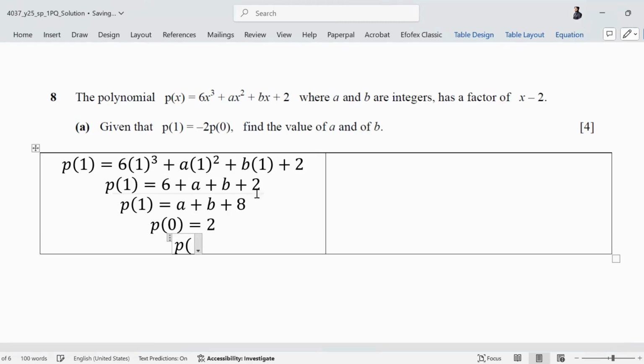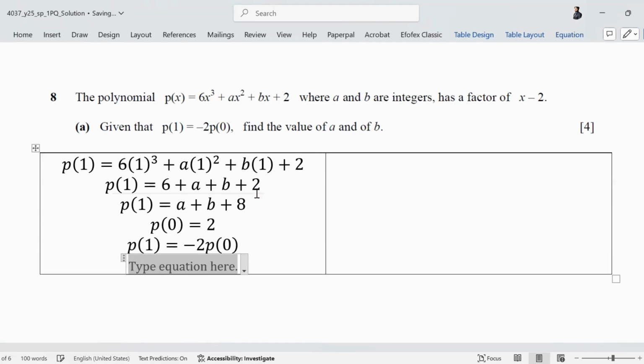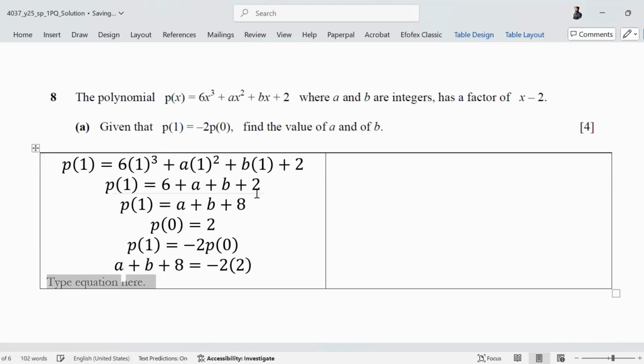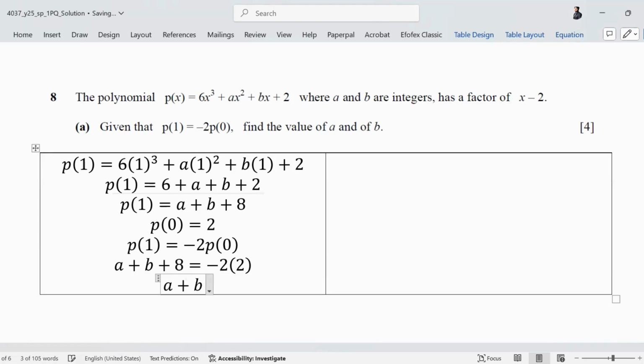So the question says p of 1 is minus 2 times p of 0, which means p of 1, a plus b plus 8, is equal to minus 2 times p of 0, which is 2. So a plus b is equal to minus 4 minus 8, which is minus 12. So this is one equation, but I have two unknowns.